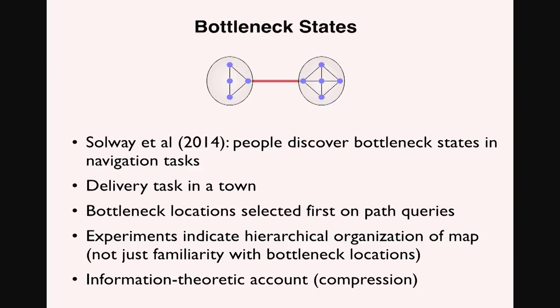And there's been quite a bit of literature on computational ways of identifying such states, perhaps by looking at the structure of the graph of states, the map, clustering, and so on. It's very computationally intensive to do that. Bottleneck states, however, do seem to be important for people.